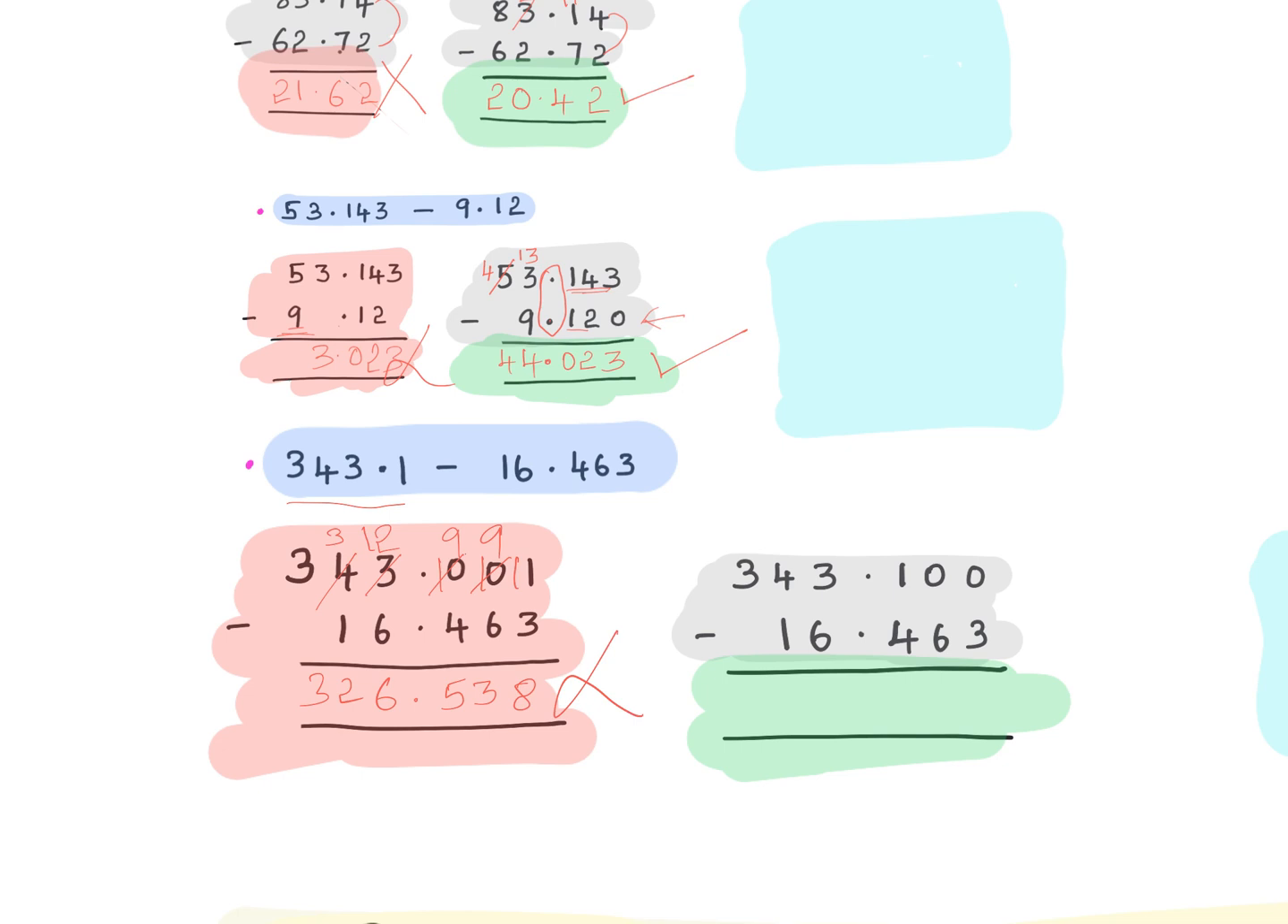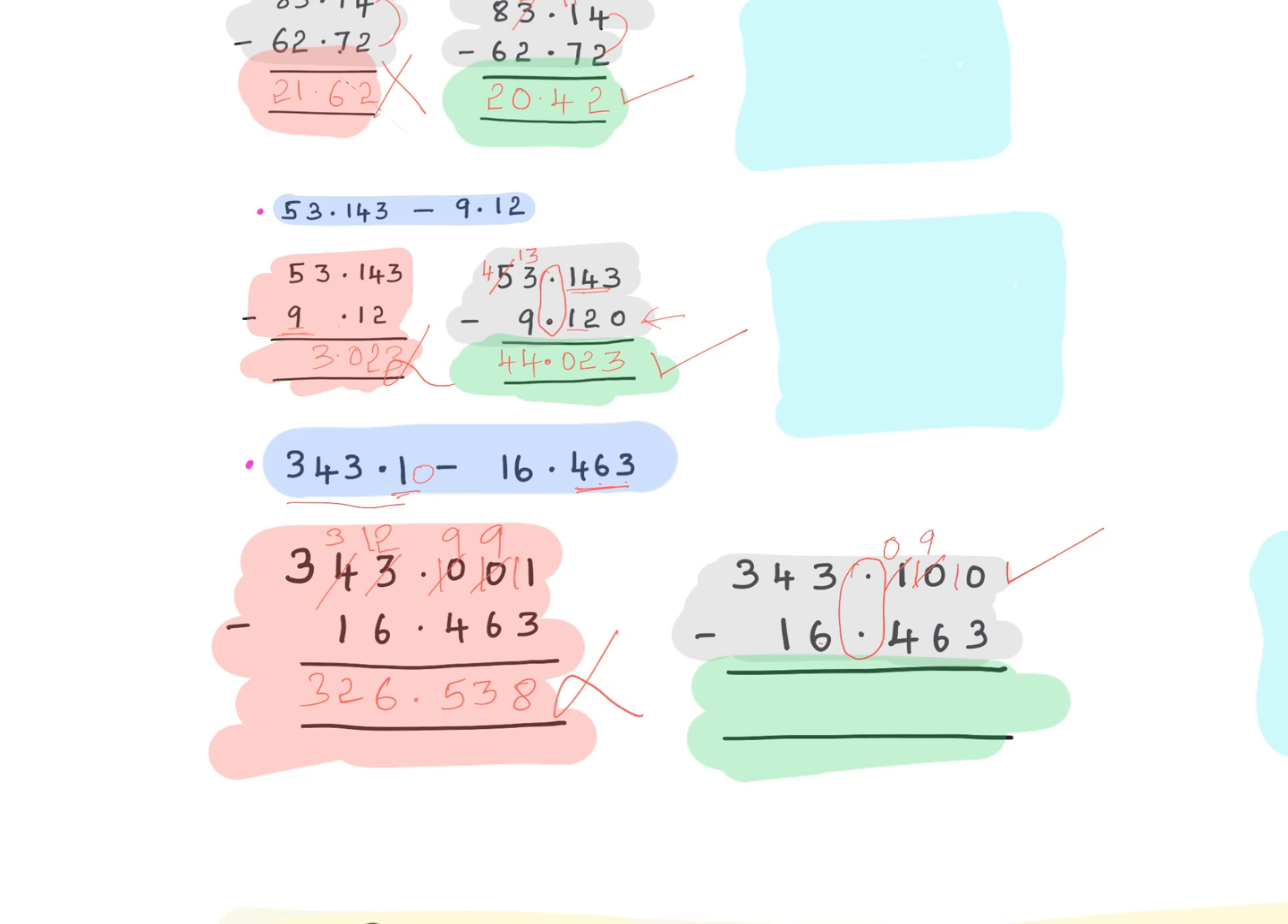No, this is wrong. Why? After the point we have the 10th place, 100th place, 1000th place. But after the point 1, 0, 0 will come. So we have to write it like this: 343.100 minus 16.463. Already in the previous example I said, right, the point we have to write clearly and we have to write the place value. Now as it is the carry forward method, we have here 0, 0, 1. Now we have to take here 0, here 10, again here 9, here 10.